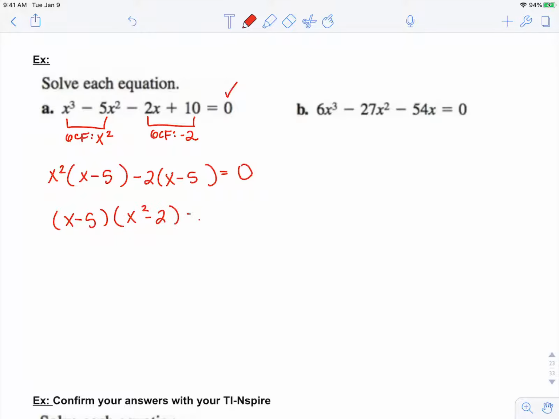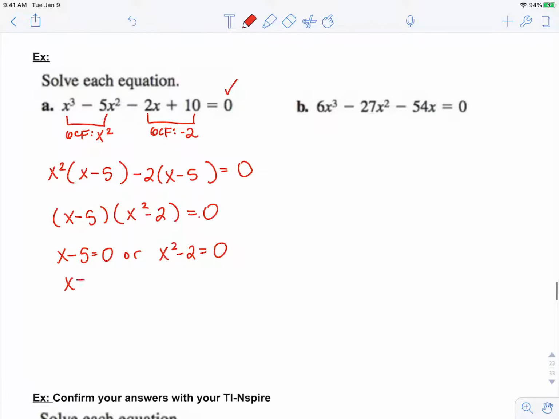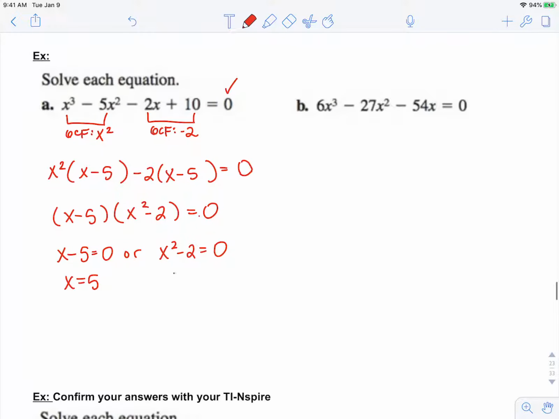That leaves x squared minus 2 equals 0. I cannot factor anymore. Now I will use the zero product property. x minus 5 equals 0 or x squared minus 2 equals 0. My first equation I solve by adding 5, x equals 5. For my second equation, I'll add 2, x squared equals 2.